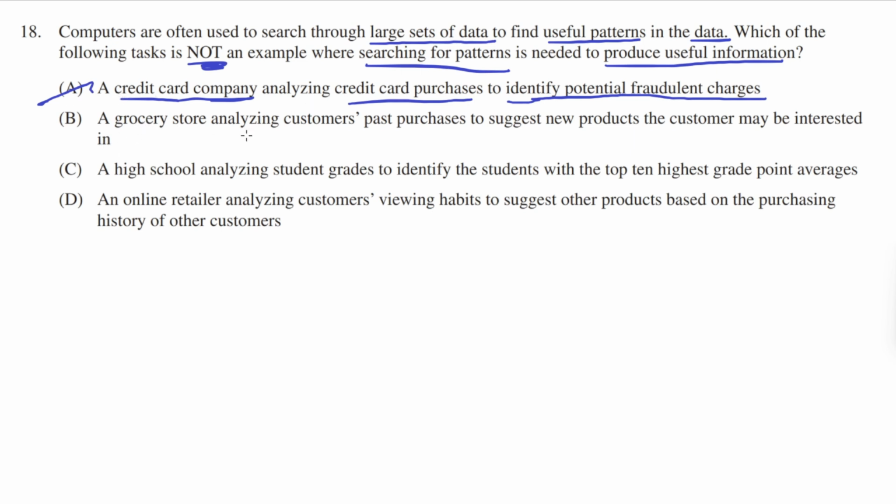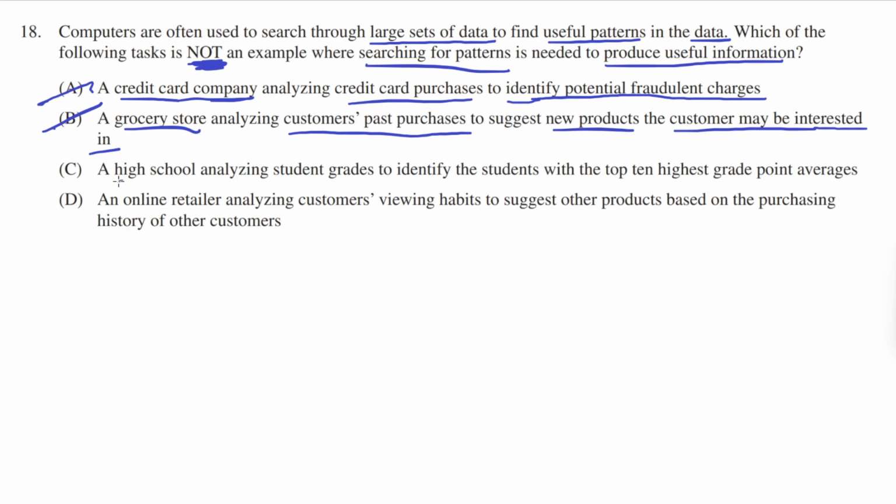B says a grocery store analyzing customers' past purchases to suggest new products to the customer may be interested in. So this is a large data set looking at previous customers' past purchases, and this is useful patterns to find because suggesting new products to the customer increases the grocery store's revenue because the customer, based on their past purchases, may be interested in this product. So B is incorrect in this case, since we're looking for an example that is not.